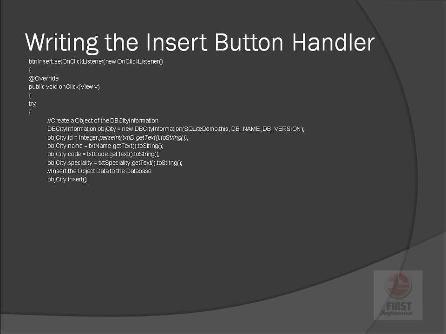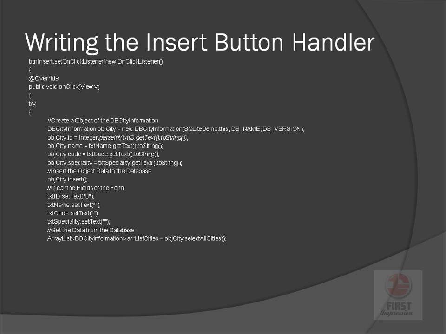Once you insert this, because there are some insertions going inside the database, you want to reflect all those insertions inside your list view. To do that, you will be clearing the fields first, then you'll be getting all the records from the database by saying objcity.select all cities. Once you get all the records, then you will simply set the adapter of the list view to the array list, as we had done in the previous slide as well.